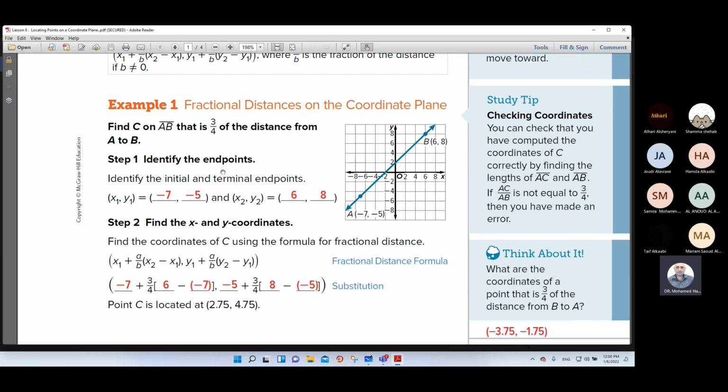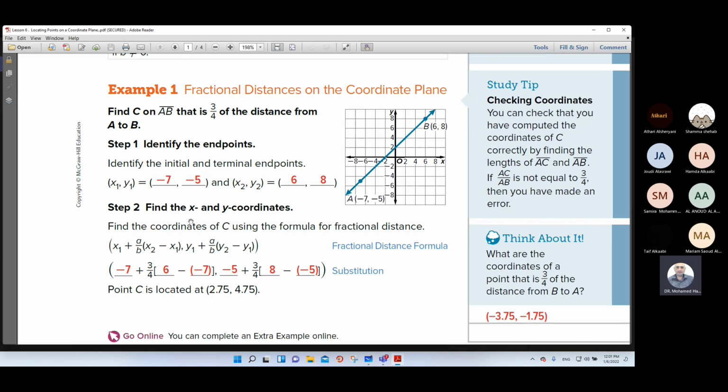So at first, identify the endpoints. We have 2 points here. This is the first and this is the last. The first endpoint x1, y1 means negative 7, negative 5. And the second point x2, y2 means 6, 8. The second step, find the x and the y coordinate. How? Use the formula for the fractional distance to find the coordinates of C.